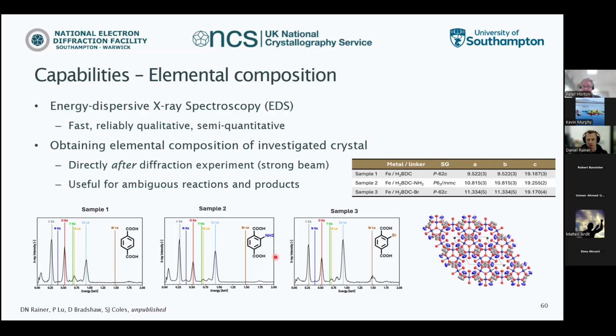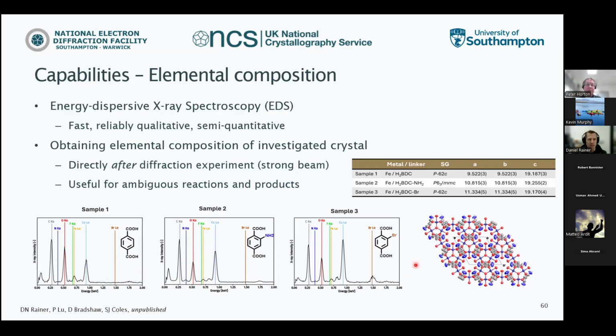So in this case, this is an example of a metal organic framework, so with iron and different linkers. So this one is either just a carboxylic acid, or here there's an amino group, so with nitrogen, or a bromine group, so bromine. And you can see in the spectrum that either there's no peak for nitrogen nor for bromine, so it was just the regular carboxylic acid linker, or it was the amino linker, so there's a small peak for nitrogen, or it was the bromine, so there's a peak for bromine in the spectrum and not for nitrogen. This also works for mixed metal systems, etc.